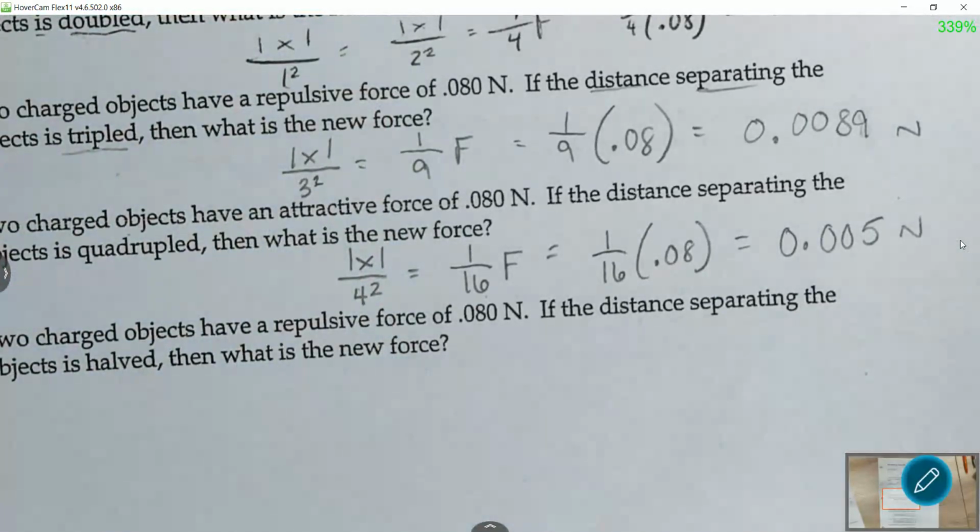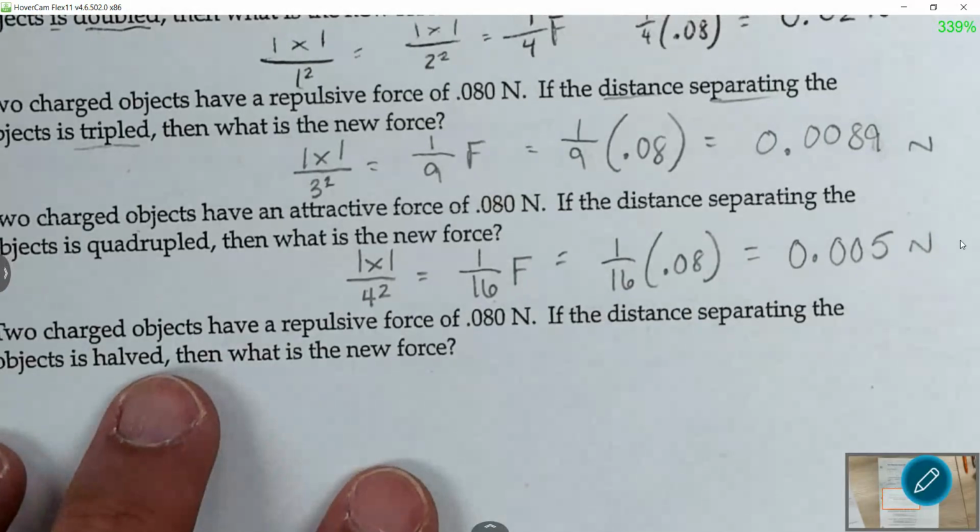Why is it newtons? Because it's an electrostatic force. All forces are measured in newtons. Gravitational force and electrostatic force, applied force, all that good stuff.